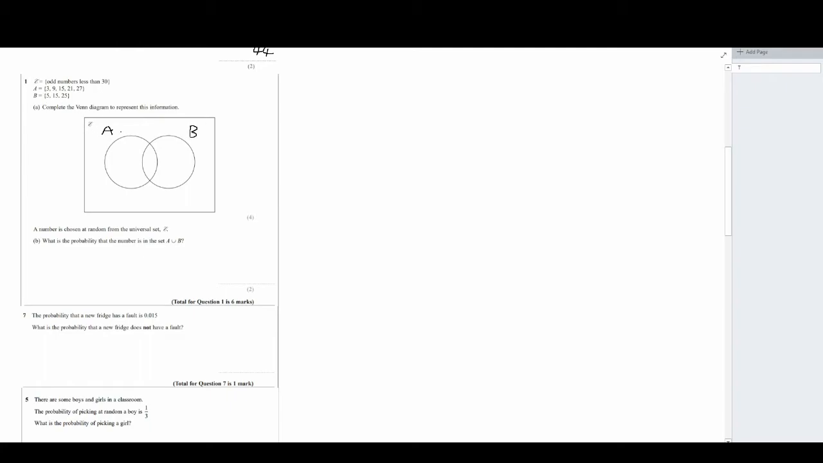The first set of numbers is comprised of 3, 9, 15, 21, and 27. The second one is 5, 15, and 25. And the entire sample space is odd numbers less than 30. And you can see that not all of them are represented here. So there will be stuff outside, but we'll come to that later.